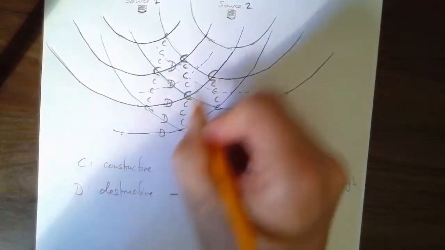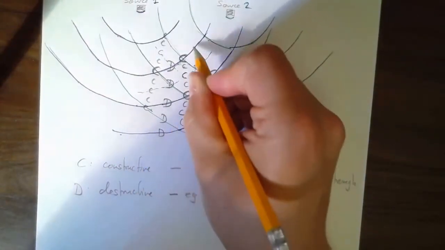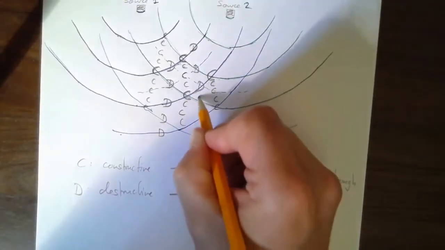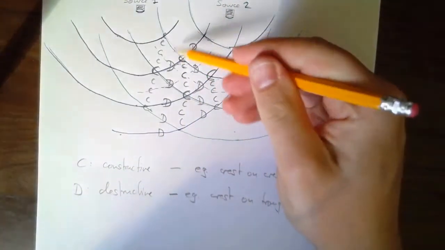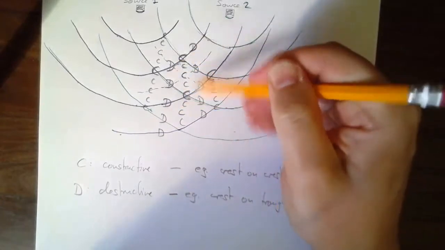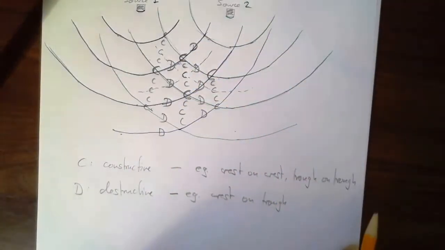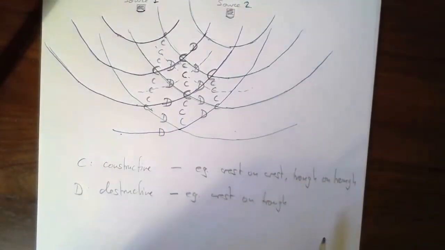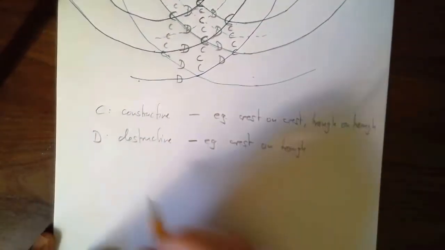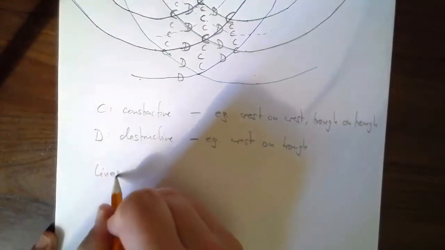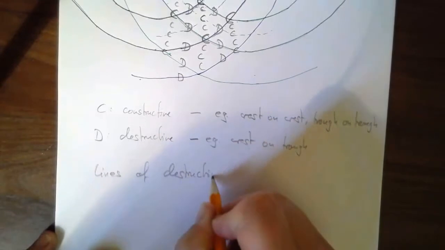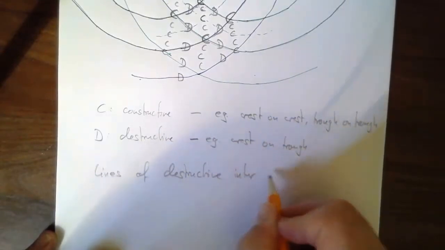These points here. So you can tell you get this pattern where I've got one crest, one trough, one crest, one trough. You get sort of lines of destructive versus constructive interference. And the lines of destructive interference, I'm going to give them the name nodal lines. This is just terminology. Lines of destructive interference.